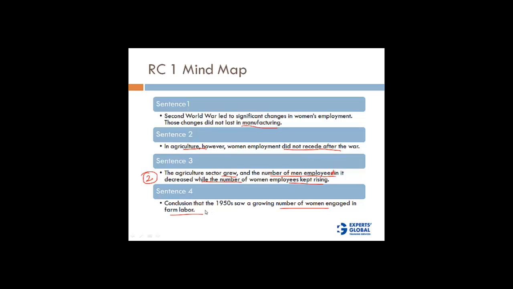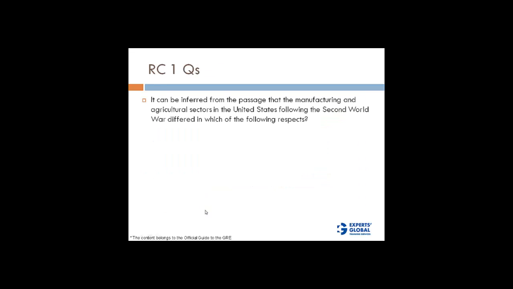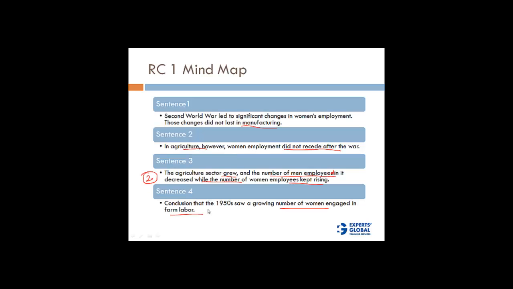So now let's look at how we will be able to answer these questions. Questions based on this passage, looking at the mind map. Okay, the first question would be: it can be inferred from the passage that the manufacturing and agriculture sectors in the United States following the Second World War differed in which of the respects. Okay, so we are talking about the difference in manufacturing and agriculture sectors.